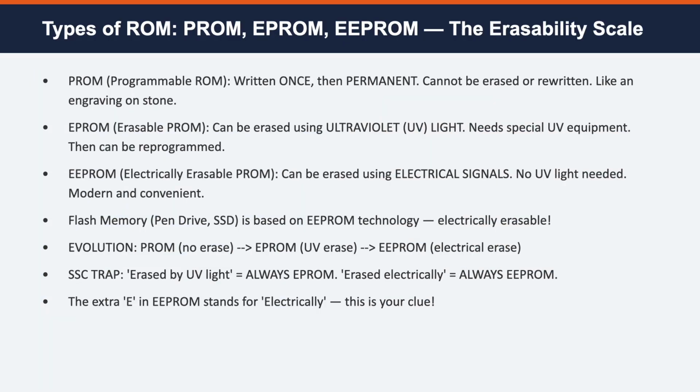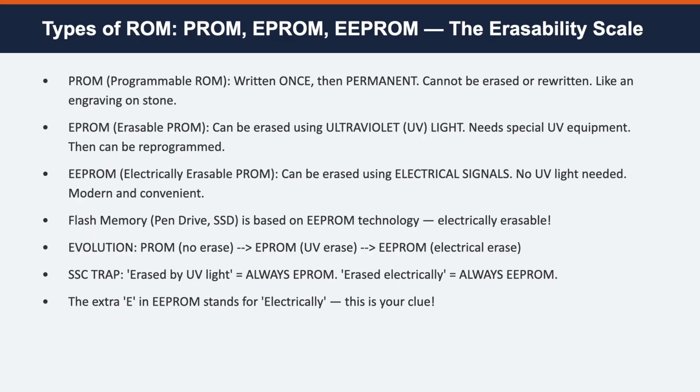Now, ROM has three versions. Think of them as an evolution from the oldest to the newest. Step 1, PROM, Programmable ROM. You can write data onto it once, and after that, it is permanent.